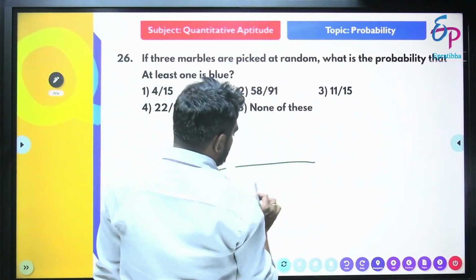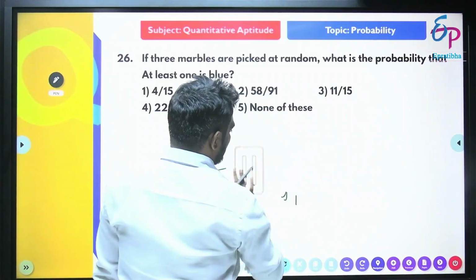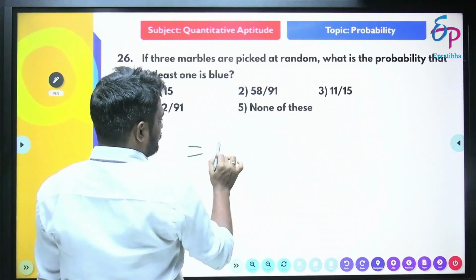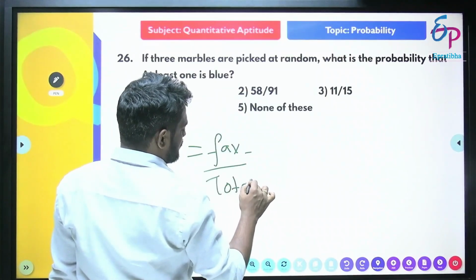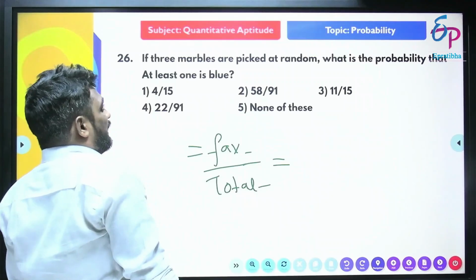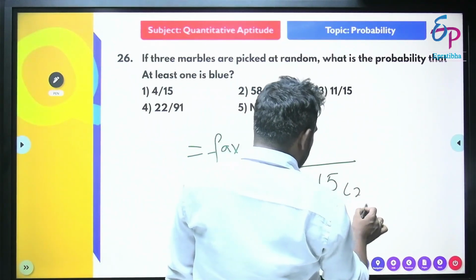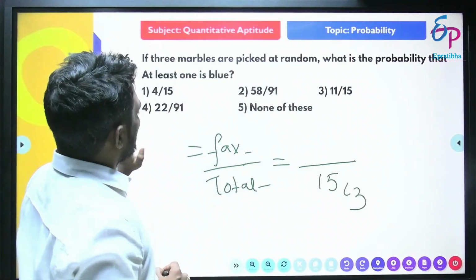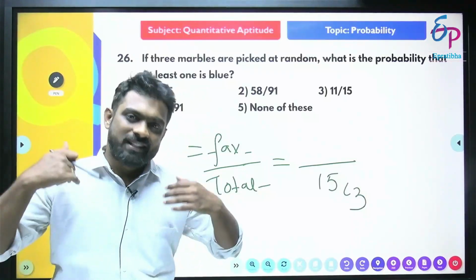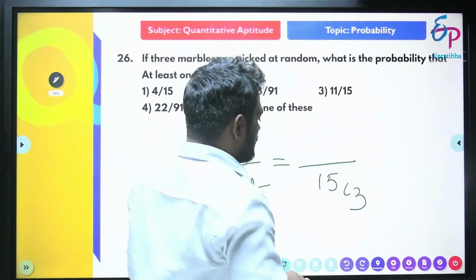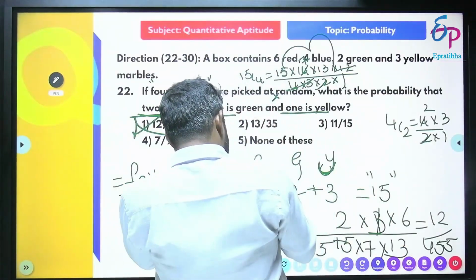Total number of outcomes. So what exactly does probability mean? Favorable outcomes by total number of outcomes is the probability. At least one is blue. From 15 marbles we have to pick three marbles. Among those three, one is blue, or two are blue, or all three are blue. How many blue marbles are there? Three? Let me check one more time. Blue marbles are four, not three.